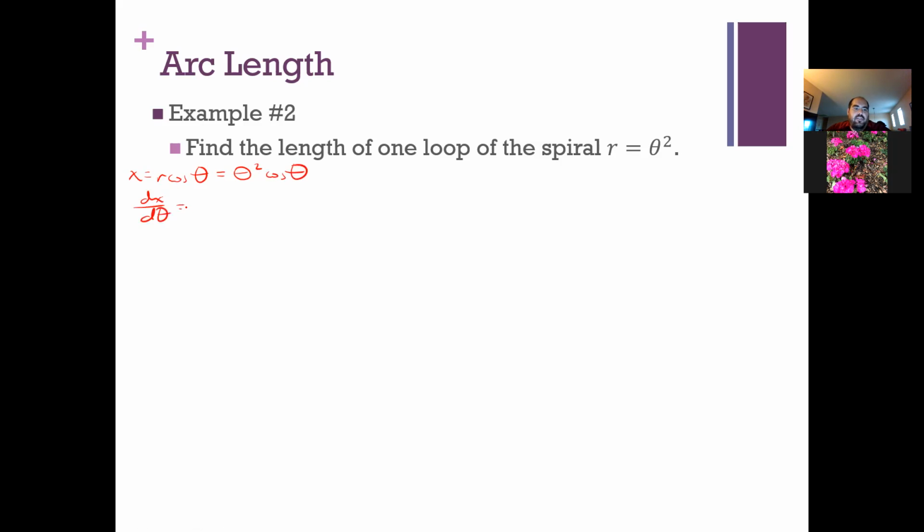So let's just handle that derivative first. Product rule gives me 2 theta cosine theta minus theta squared sine theta. I'm going to put these side by side, they're pretty short. y is equal to r sine theta, which is equal to theta squared sine theta, and dy/dθ equals 2 theta sine theta plus theta squared cosine theta. All right, so I got dx/dθ and dy/dθ. Now I can set up this integral from 0 to 2 pi.